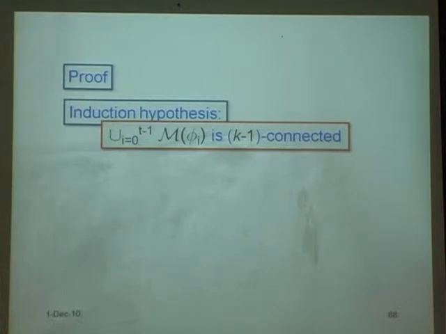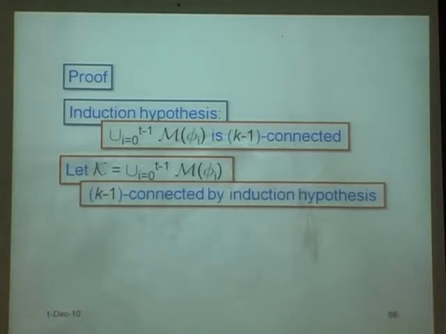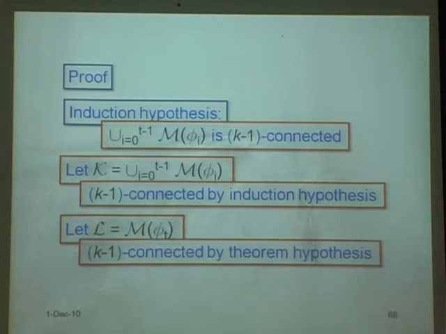So we're going to assume inductively that if we look at the image of the first t minus 1, the result is k minus 1 connected. So we did the base case, and now we're going to assume this as our induction hypothesis. And we're going to call that K, just for short, and that's k minus 1 connected by the induction hypothesis. And I'm going to look at the image of the very last simplex, and call that L. So we have a K and L here. And that's k minus 1 connected also, by the theorem hypothesis, because our theorem says that the image of each individual facet is k minus 1 connected.